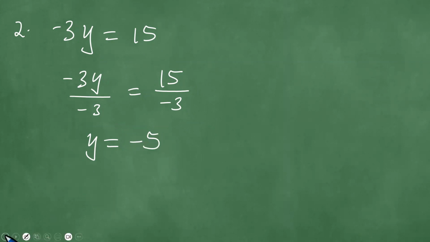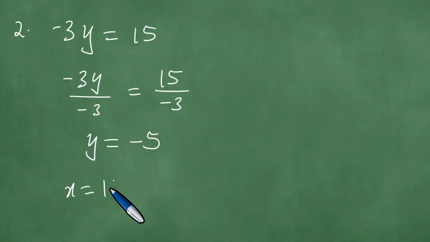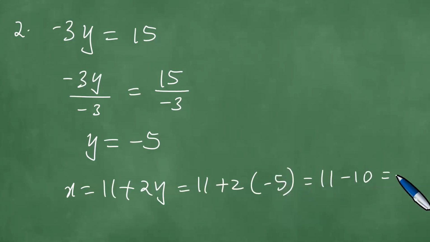Good. When we got that y is minus 5, what is x? X is 11 plus 2y, which is 11 plus twice y. What is y? Y is minus 5. So we have 11 minus 10. What is 11 minus 10? It is 1, using equation 2.